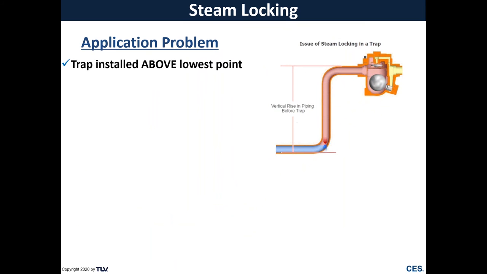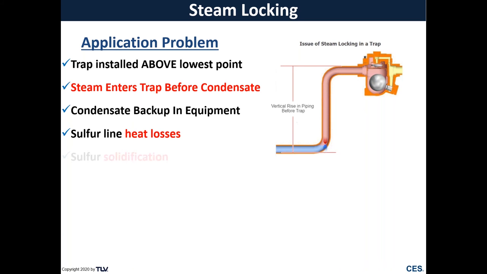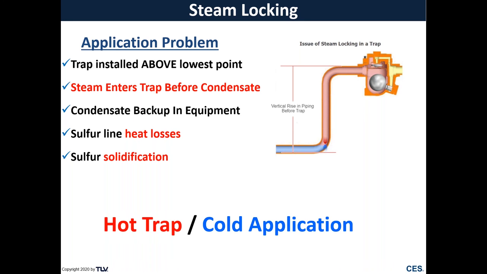So the problem here is the trap was installed above the lowest point. And that allows steam to enter the trap before the condensate, forcing the trap to close, which then causes condensate backup, causes heat losses in the process line, and ultimately sulfur solidification. Interestingly enough, if you were to examine the steam trap, you'd see that the trap itself is hot, making you think that it was functioning properly, all while having to deal with the repercussions of a cold process line.